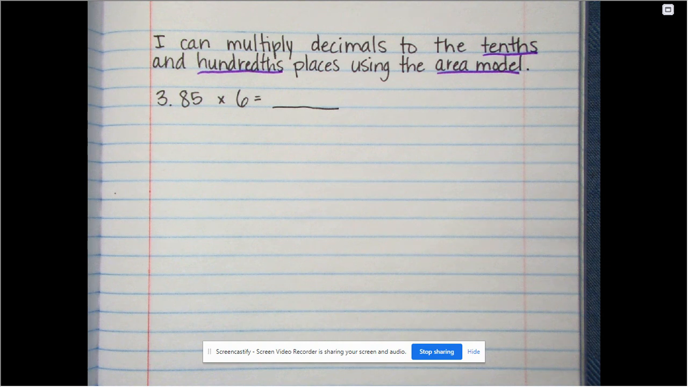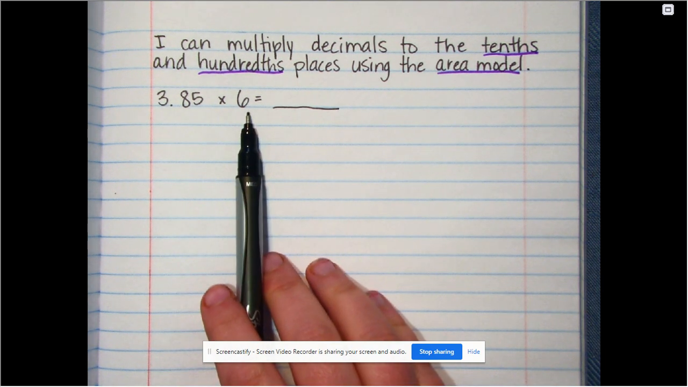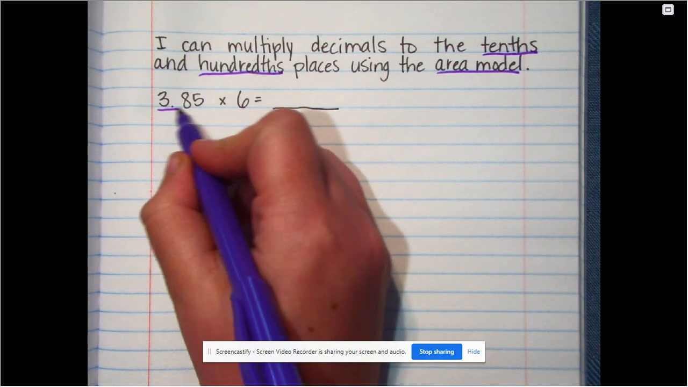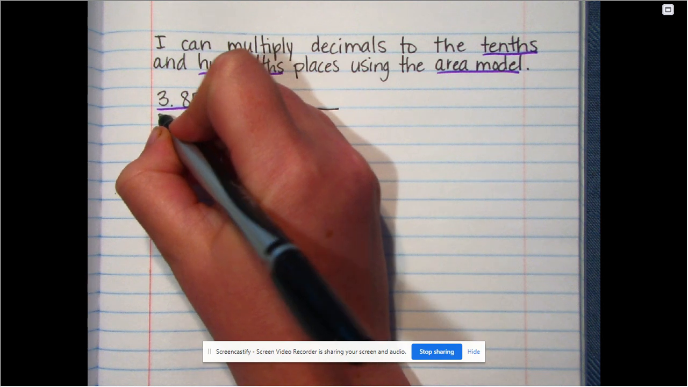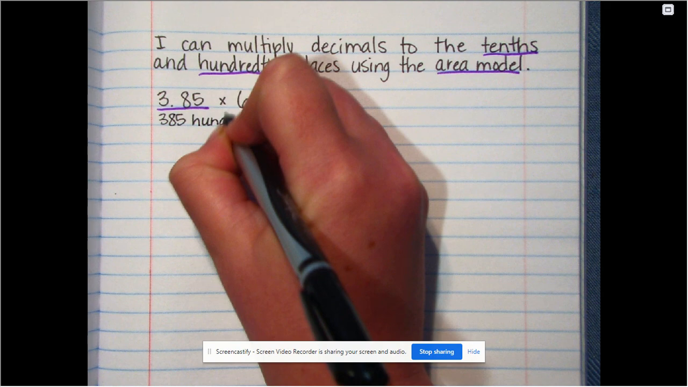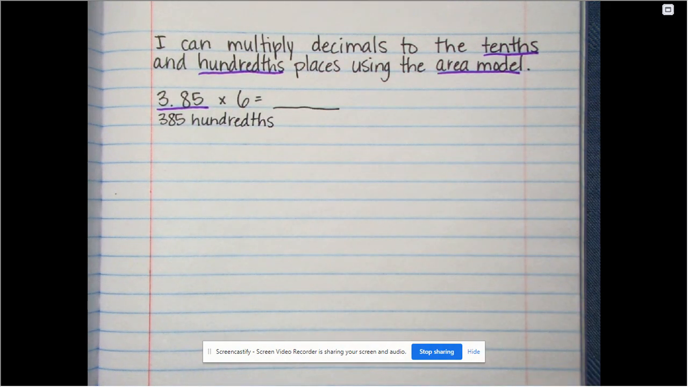So when I'm using the area model, I'm going to be thinking about how I would write different numbers. So I have 3 and 85 hundredths times 6. The first thing that I can do is break apart 3 and 85 hundredths and write that in unit form. So that can be changed to 385 hundredths. And I'm going to be multiplying that times 6.